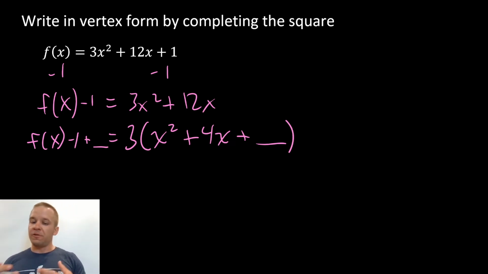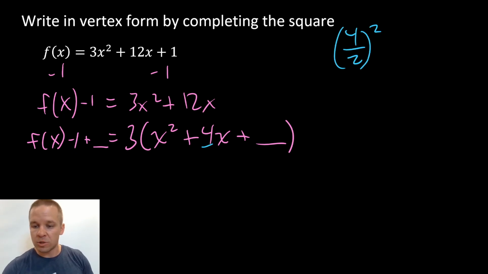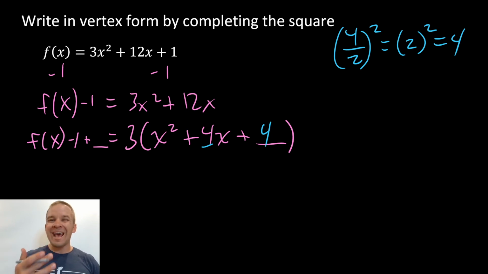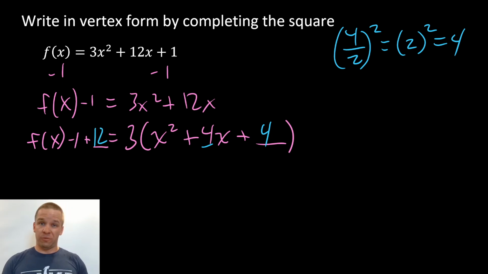All right, how am I going to figure out what goes into that blank? Well, I'm going to take that 4 right there. I'm going to do 4 divided by 2. I'm going to square that, which is 2 squared, which equals 4. So I'm going to add 4 here, but what am I really adding to that right-hand side? It's 3 times 4, which is 12. So I got to pop a 12 right there to balance the equation. Because really on the right-hand side, I added 12. So I got to add 12 to the left-hand side to balance it.